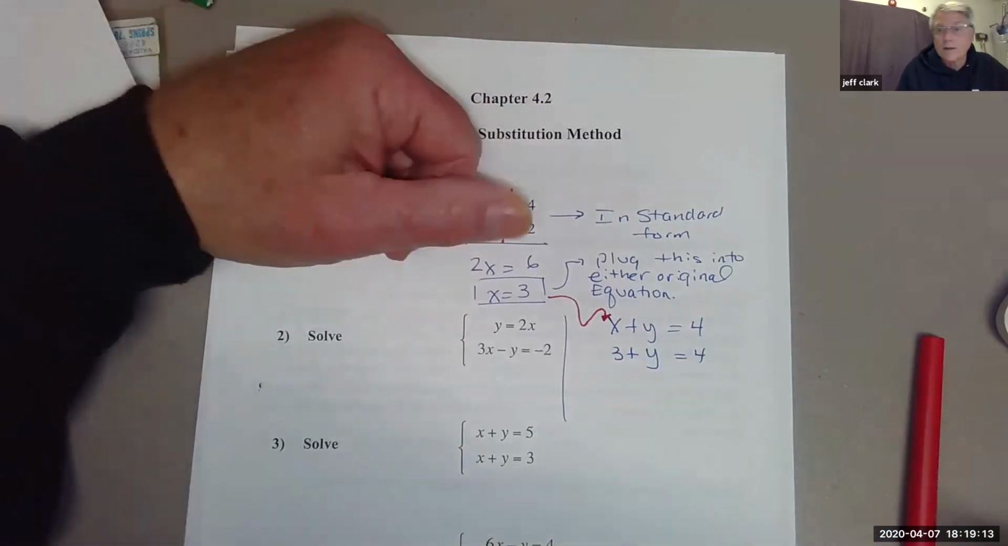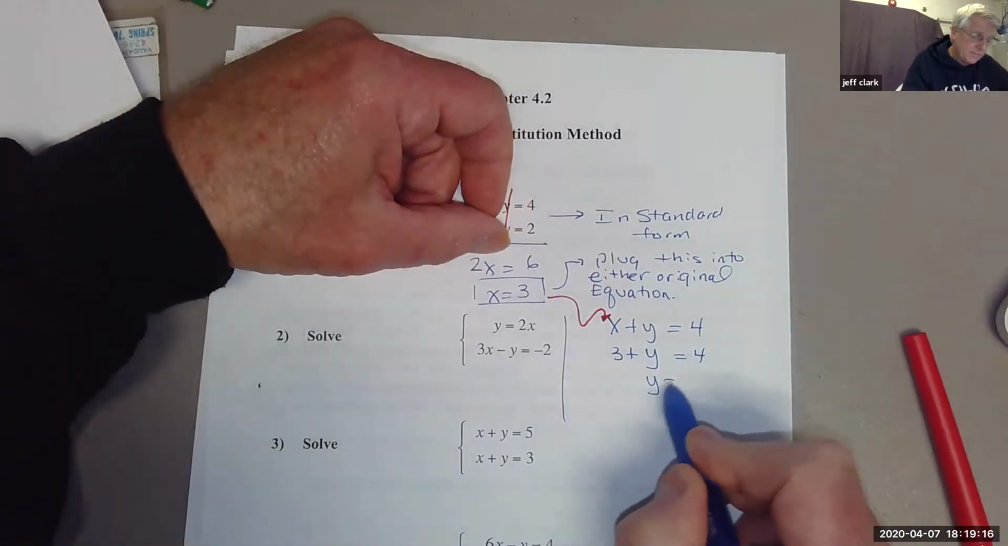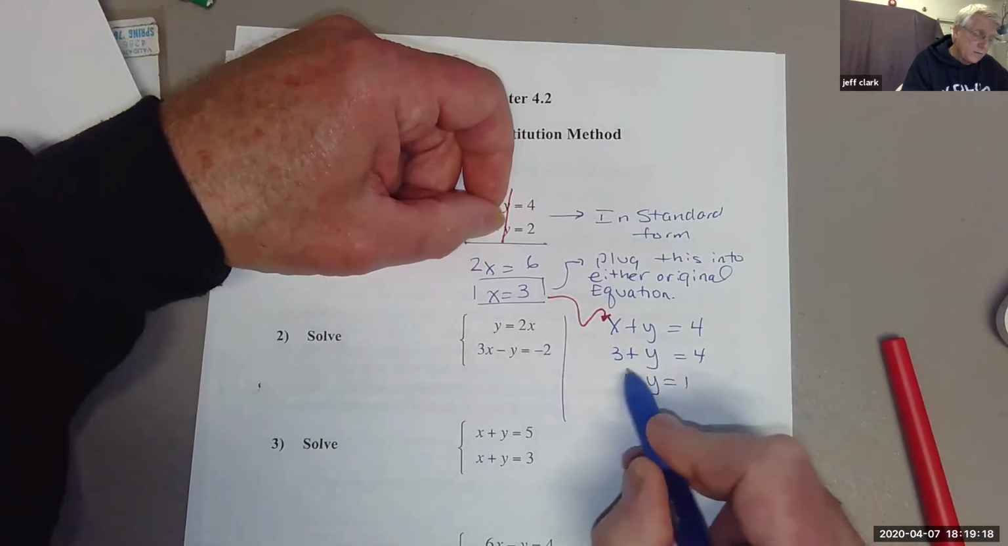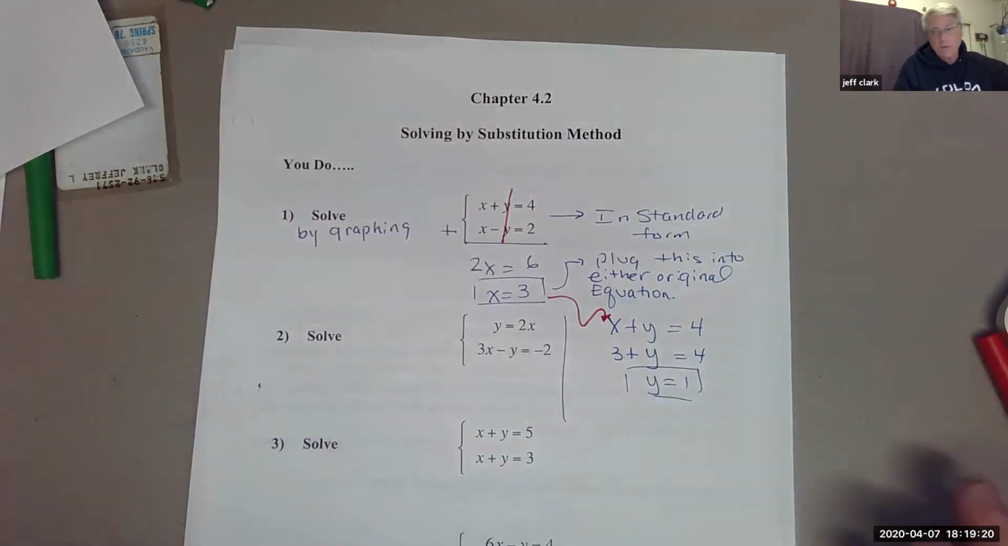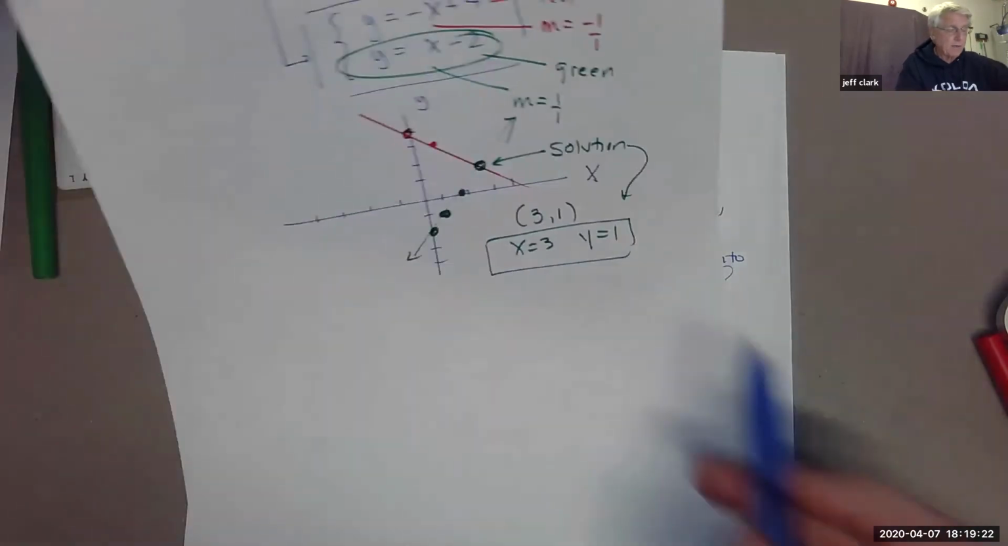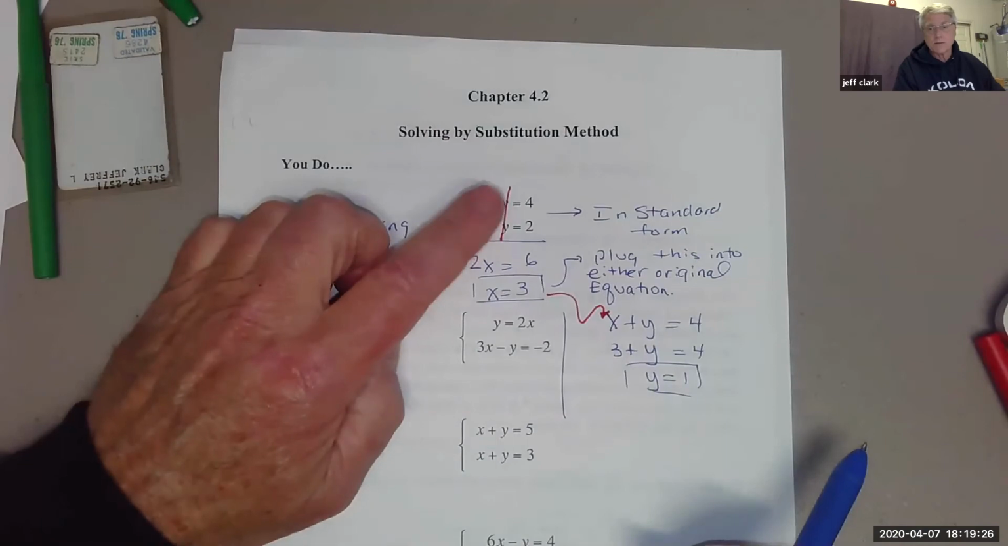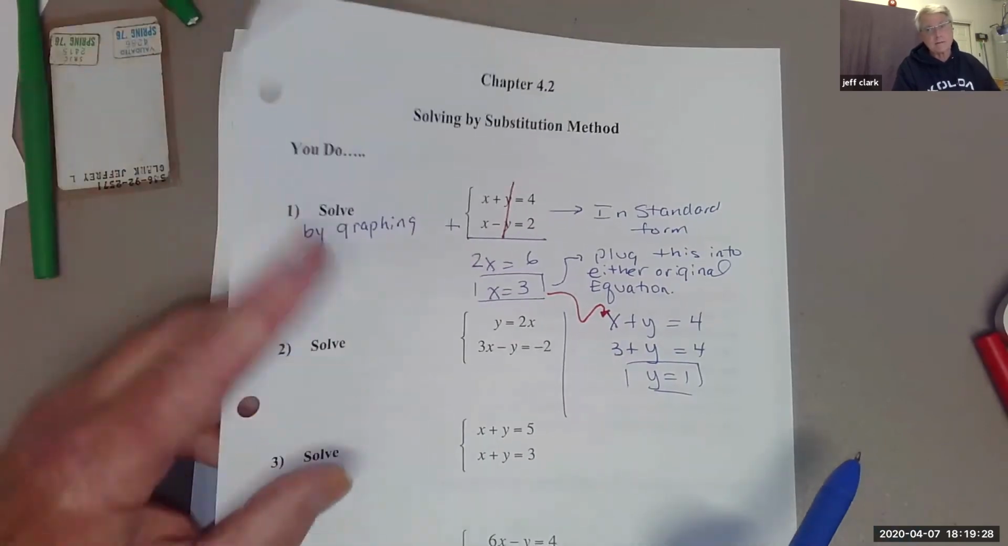Gosh, it has to be 1. Which was the ordered pair that we got from graphing. See, 3, 1, 3, 1. So sometimes they're easy like this one, and sometimes they're harder like the other one that I had worked out from the beginning.